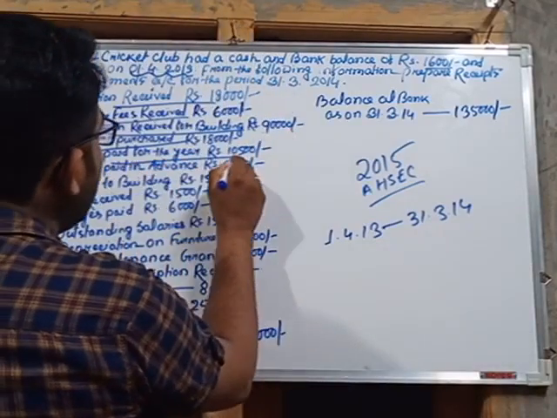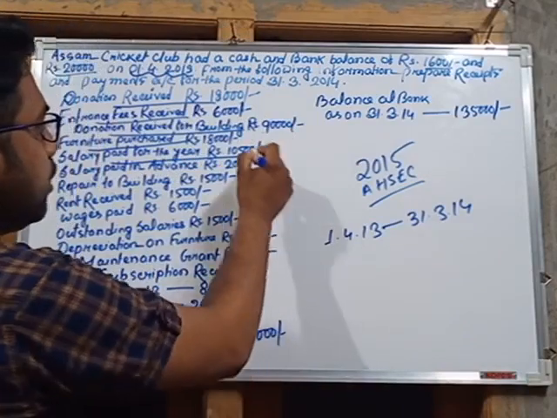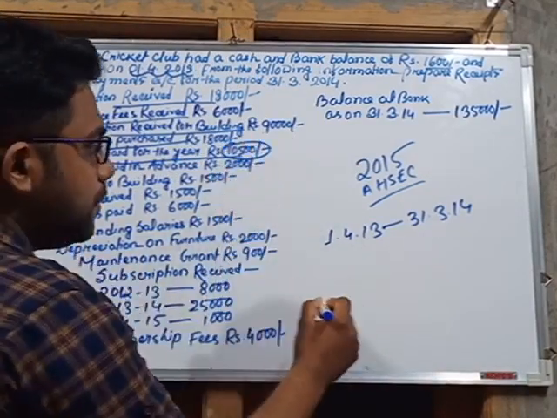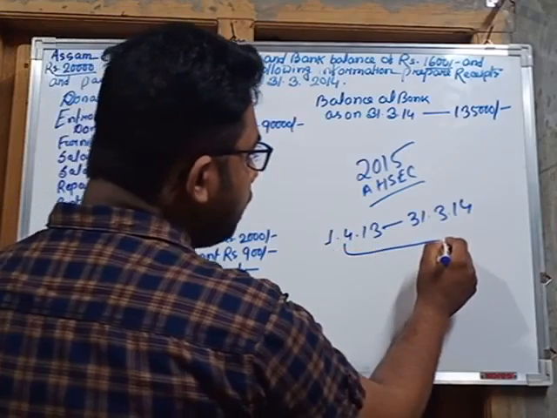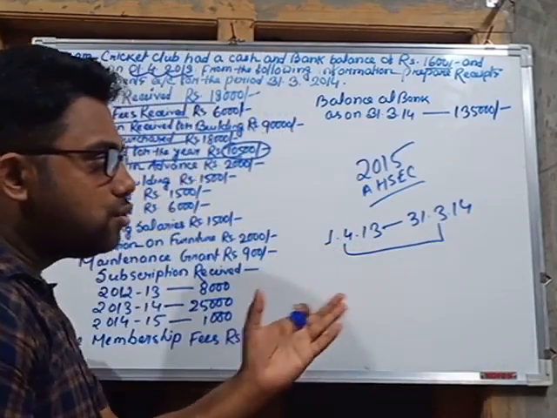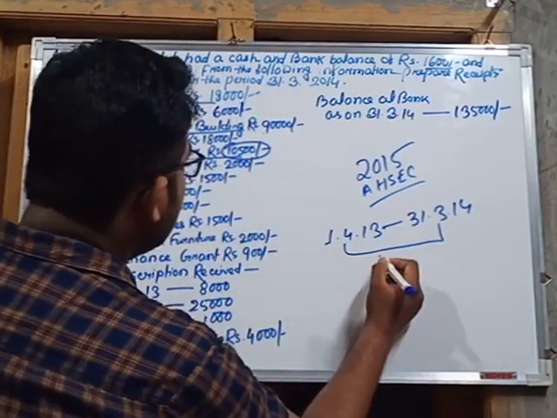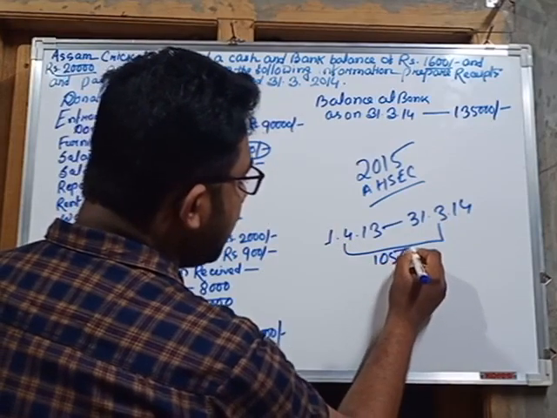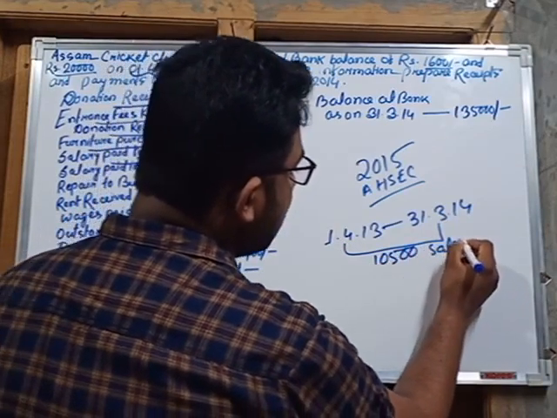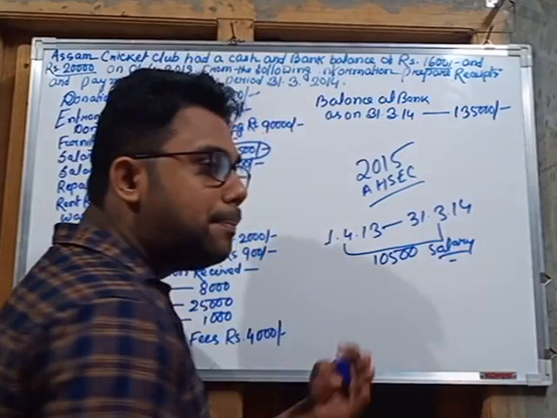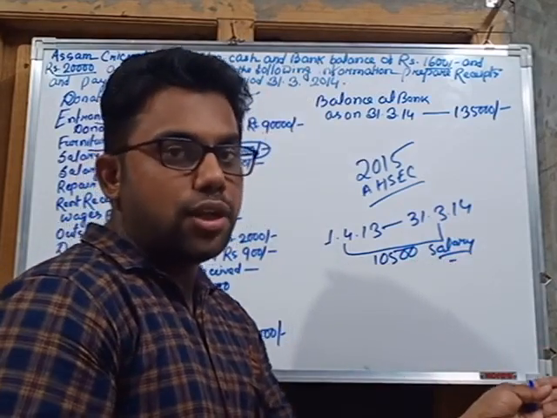Next, salary paid for the year rupees 10,500. That means for the year, 1/4/2013 to 31st March 2014, in that period they have made a payment of 10,500 as salary. Whenever they pay salary, it is a payment, so it comes in the payment side.